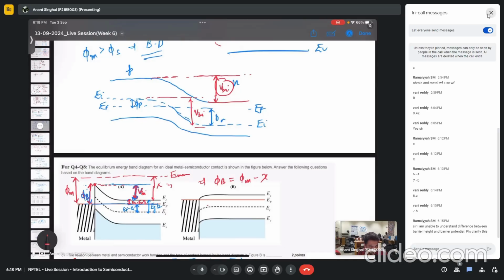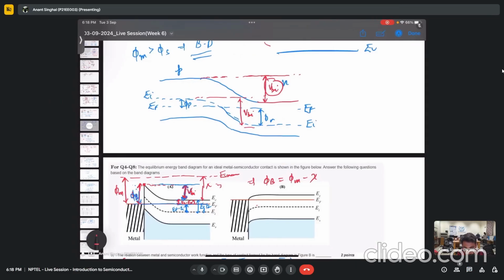Sir, in the case of a metal-semiconductor Schottky junction, an electron on the semiconductor side and an electron on the metal side will both see different barriers, right? Yes, exactly. The semiconductor side will see the barrier of VBI, and from the metal perspective, we'll see the barrier of phi B.